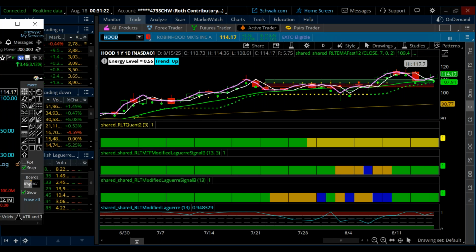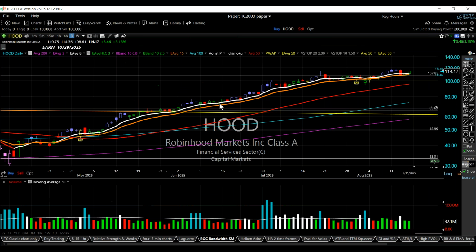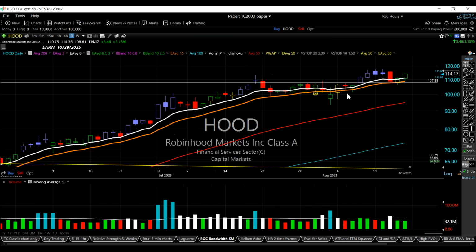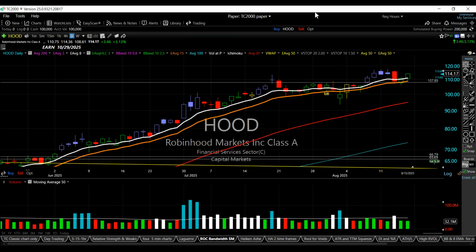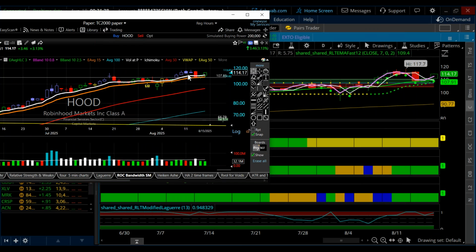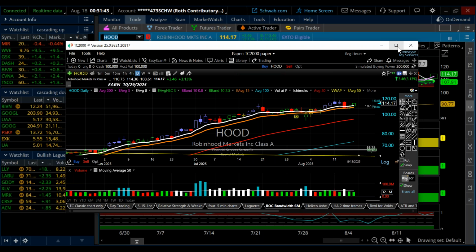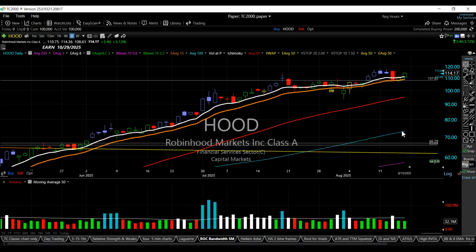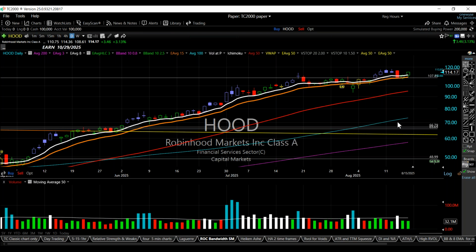Now I want to show you that on the TC 2000 chart to show you a couple of other things. All right, so this is Hood on TC 2000. Same chart we're looking at right here, exactly the same. See, there's the red candle, there's the red candle, there's the green candle, there's the green candle. So what else do I look at if I'm going to take a long in Hood? Well, I got to look at my moving averages. This is my 200, this is my 100, this is my 50. Okay, 50 is red, 100 is blue, 200 is purple. They're all sloping up. This is a very bullish chart.